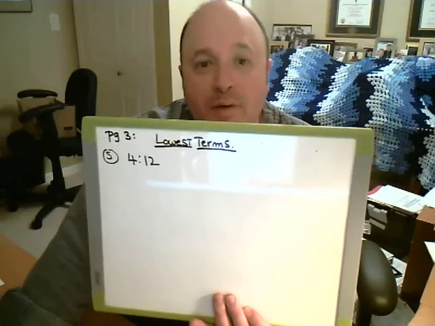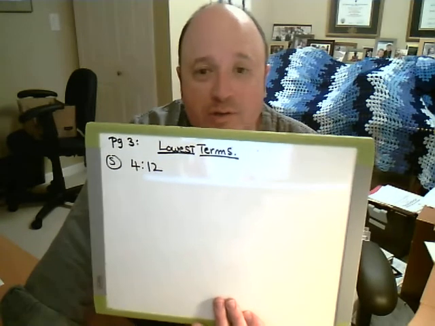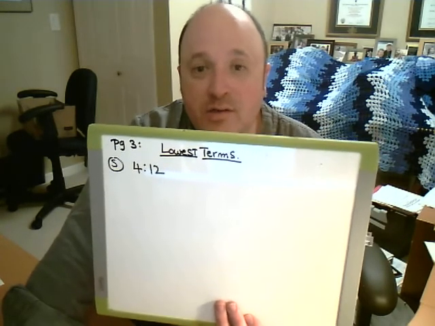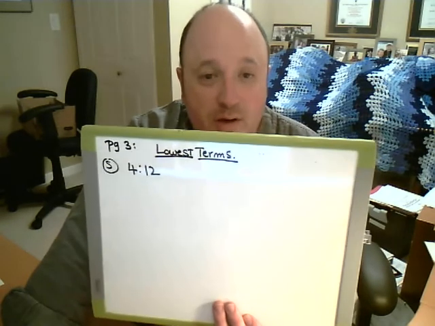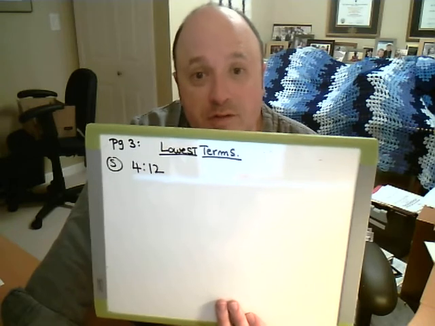Alright, the first part of page 3 says, write the ratios or the fractions in lowest terms. Now remember, lowest terms just means if there's anything common after you put it into fractions, you cancel them out. So we write this ratio, 4 to 12, as a fraction, and then see if we can simplify it. Let's see how it goes.